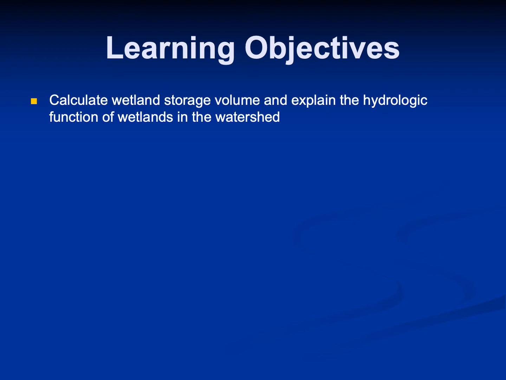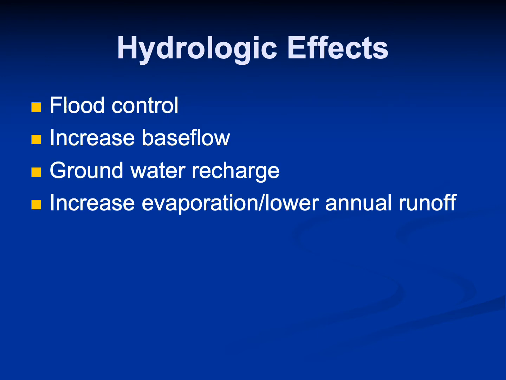Our learning objective for part 3 is to calculate wetland storage volumes and to explain the hydrologic function of wetlands in the watershed. By increasing the storage of water in the watershed, wetlands can impact a few of the flux terms in the water cycle, including both high and low stream flow, percolation and groundwater recharge, and evaporation.